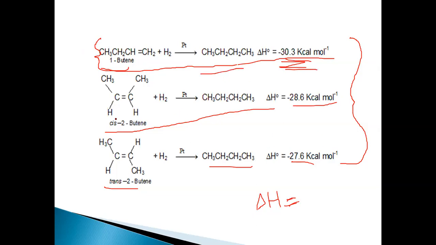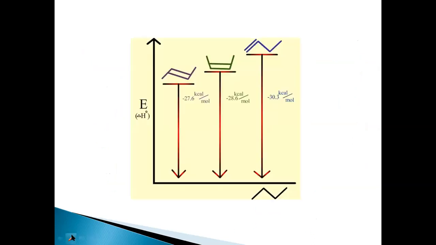And for cis-2-butene, the value is less than that of 1-butene, only 28.6, which means that it is more stable when compared to 1-butene, and trans-2-butene is even more stable than cis-2-butene. So the heat of hydrogenation values are inversely proportional to the stability. You can understand this more by means of this diagram here.